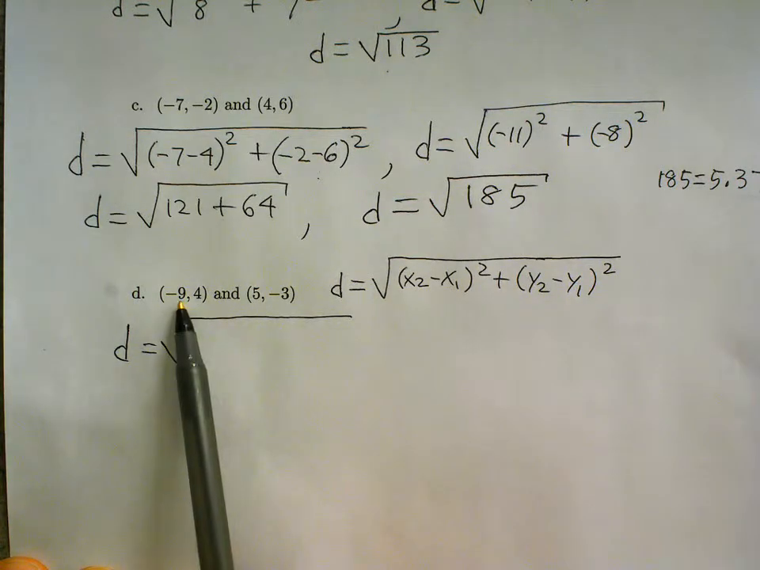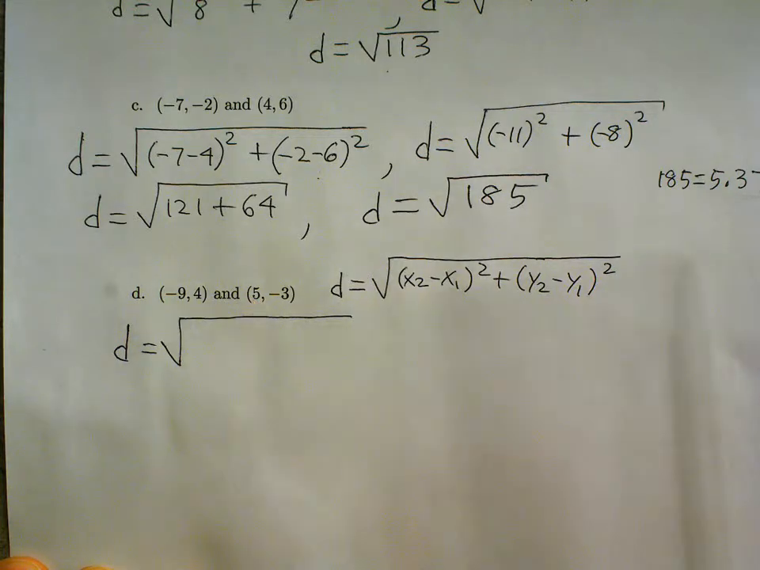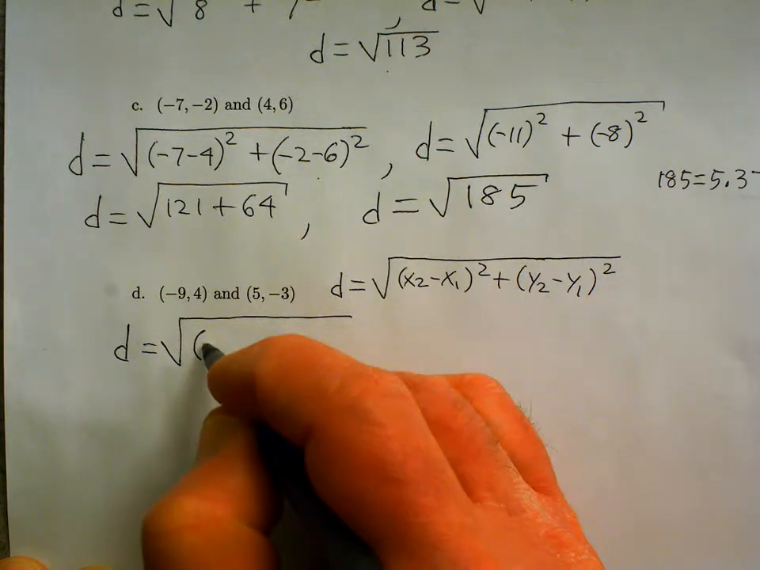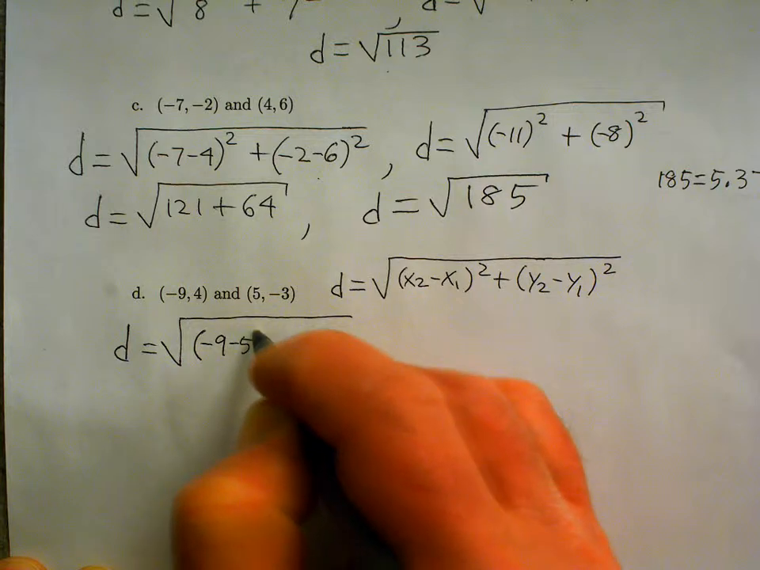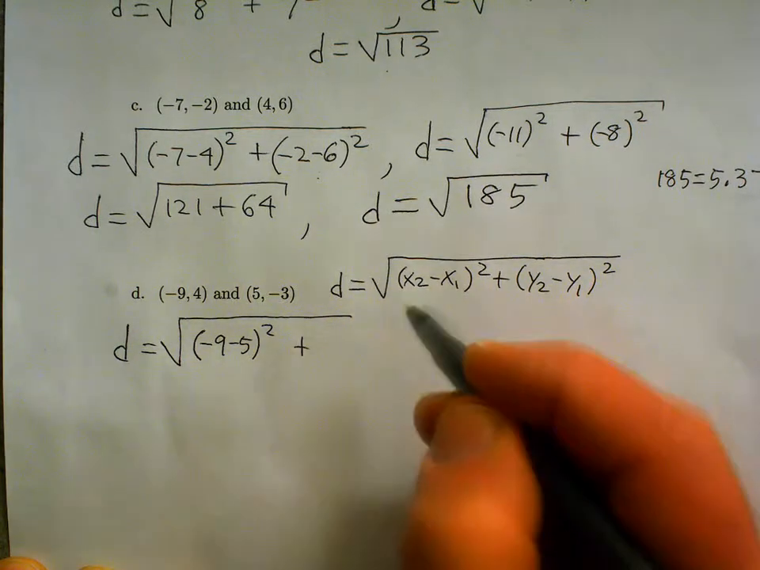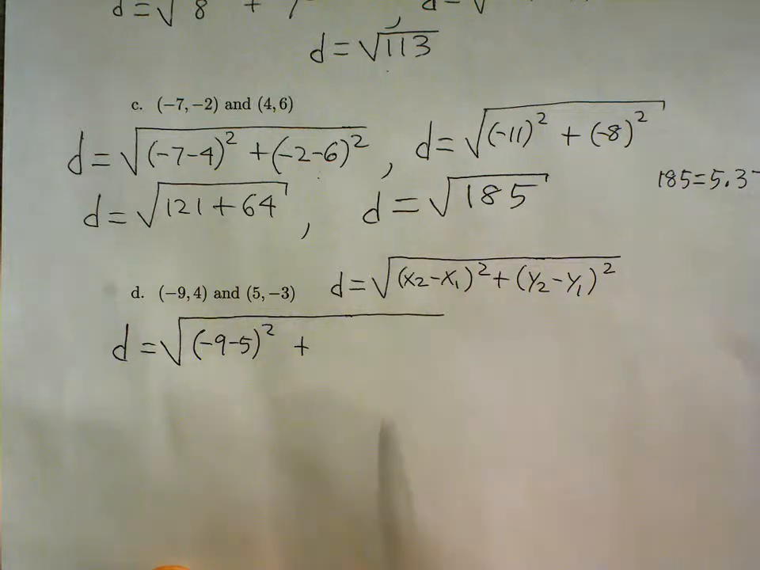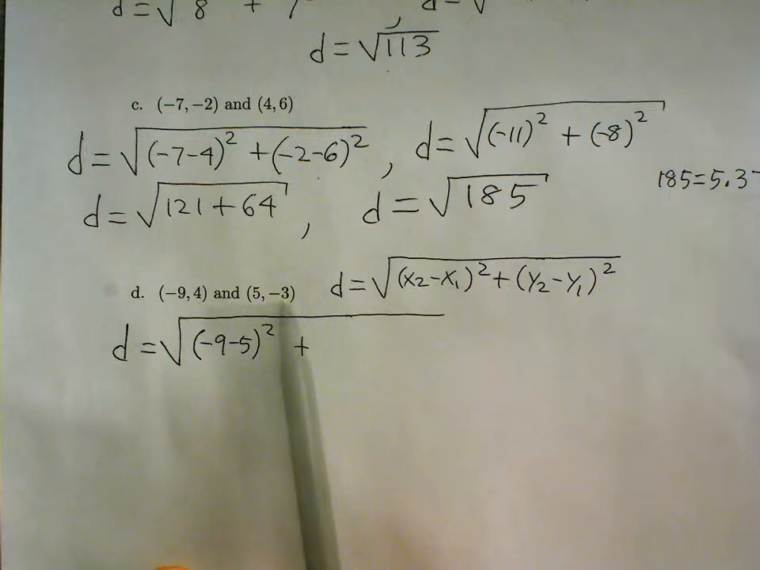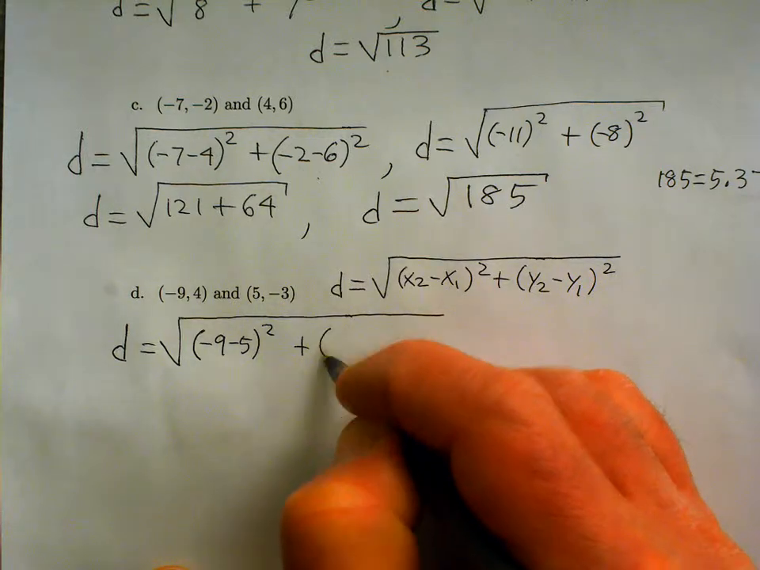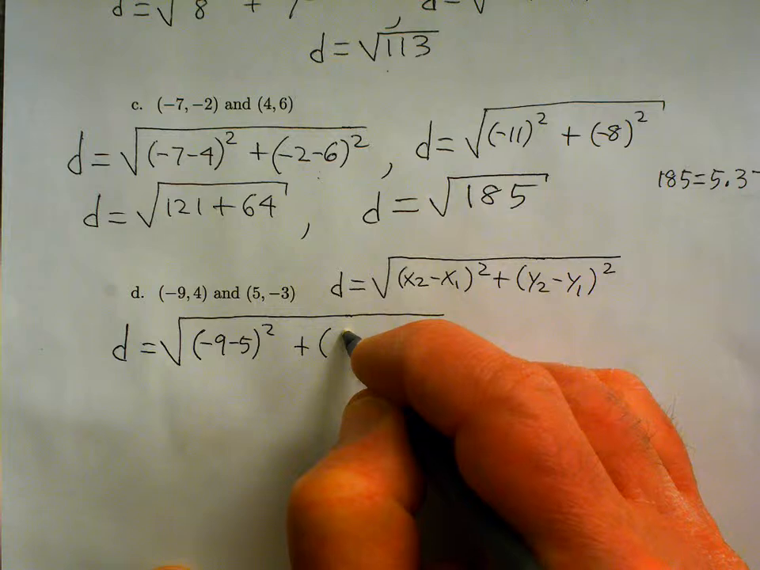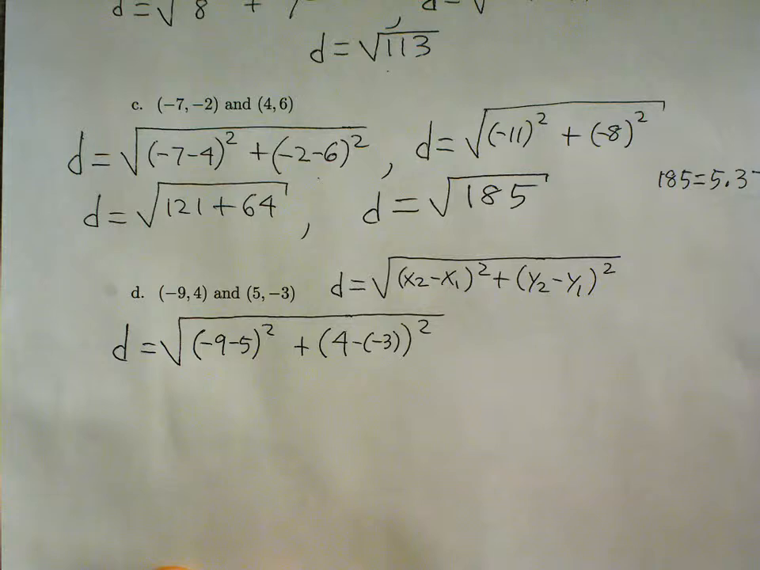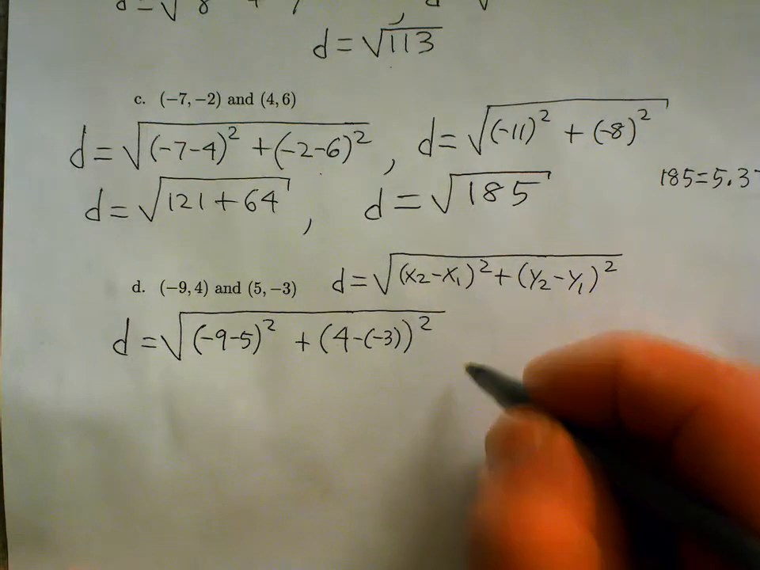First, focus on the x coordinates. The x coordinates are -9 and 5. So one way to write it, inside the square root, we have the quantity -9 minus 5 squared, and then plus the other quantity. So now we focus on the y coordinates. The y coordinates are 4 and -3. So inside parentheses, we write 4 minus -3 quantity squared. Okay, then the arithmetic.